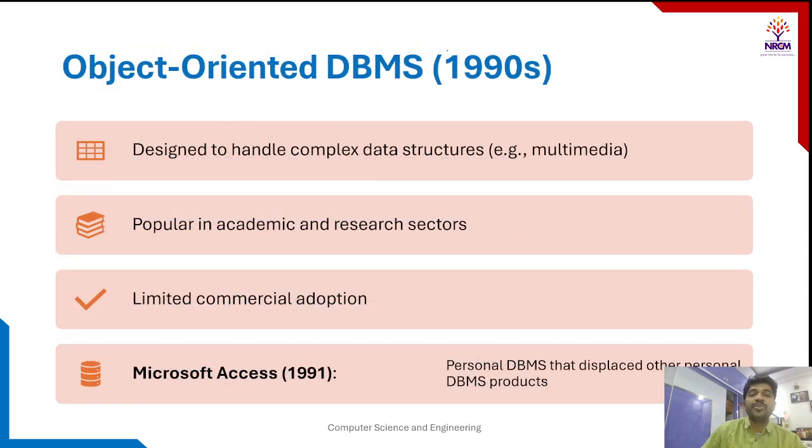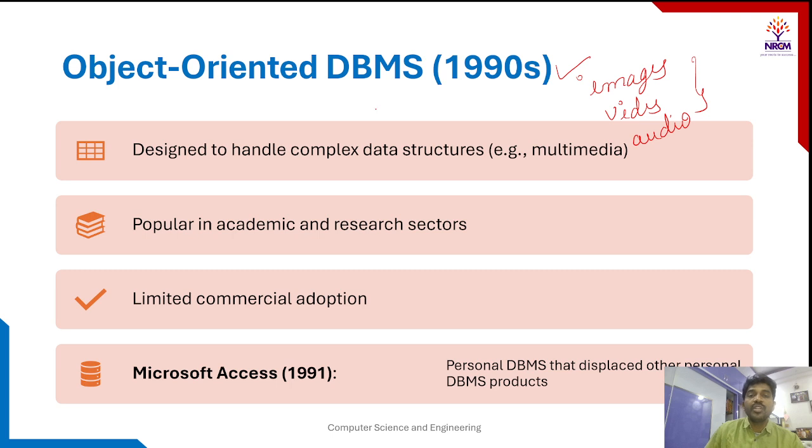And followed by the object-oriented DBMS in the 1990s. Why? Already you have a DBMS, I mean the relational model. Using the relational model, you are going to manage the text data. But if you want to manage images, videos and audio files, the relational database model doesn't work for such kind of data.